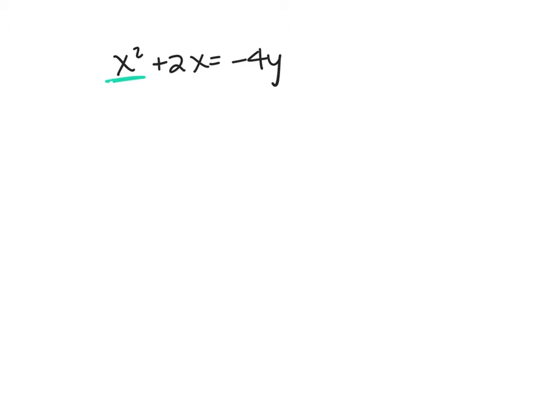So this one, we have an x squared term, which means we're going to have to complete the square with the x's. So we're going to have our x squared plus 2x. We're going to have to add something to that to make it a perfect square. And then we want everything else on the other side of the equation, which is already true here. So our negative 4y stays over there. But remember, whatever we add to one side, we have to add to the other.